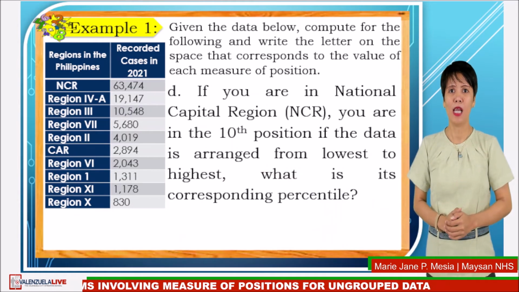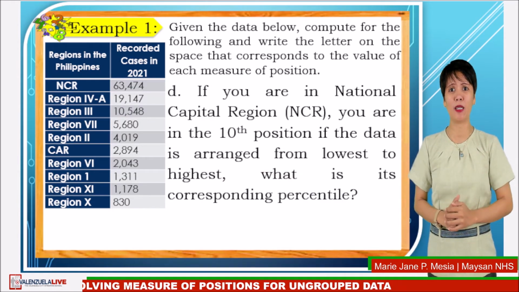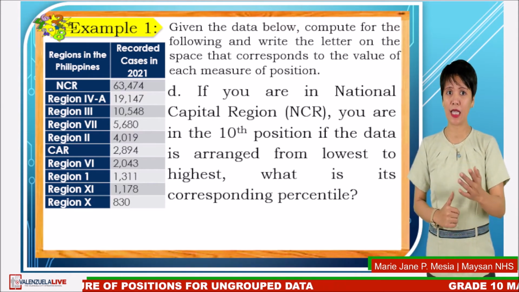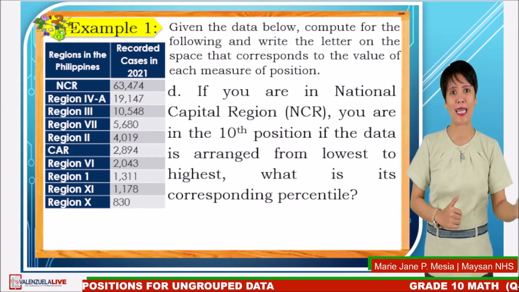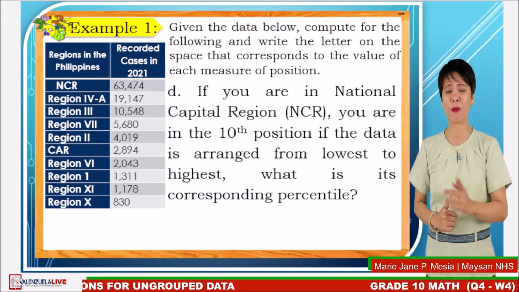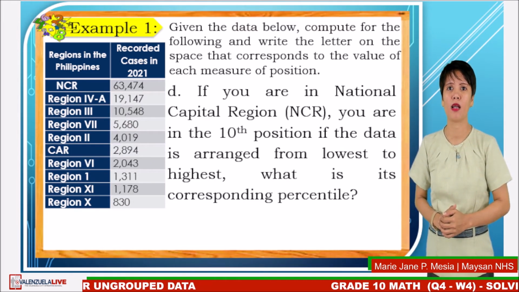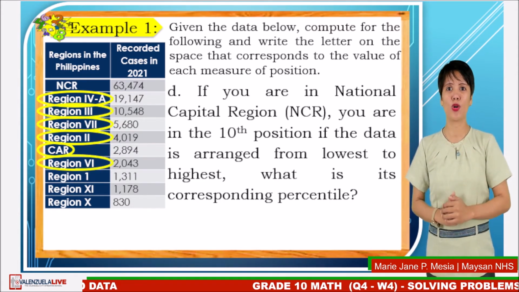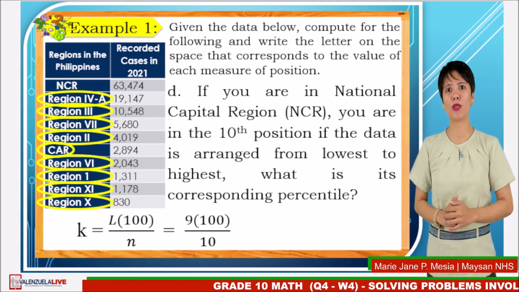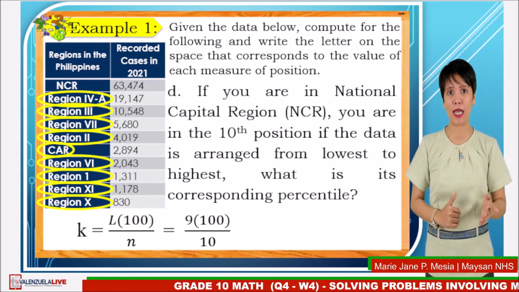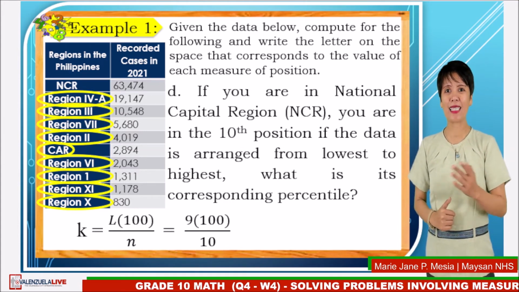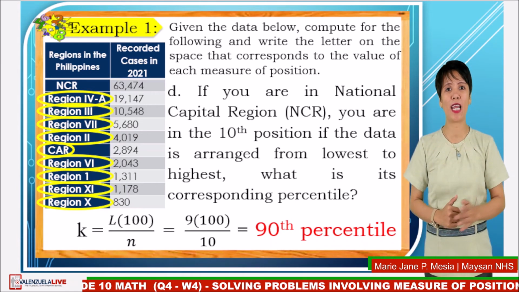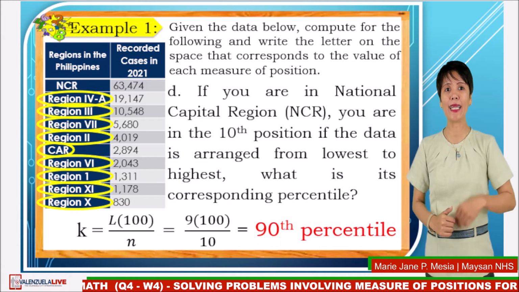Letter D. If you are in National Capital Region or NCR, you are in the 10th position if the data is arranged from lowest to highest. What is its corresponding percentile? So there are 9 regions below NCR. So K is equal to L times 100 all over N. By substitution, K is equal to 9 times 100 divided by 10 is equal to 90th percentile.